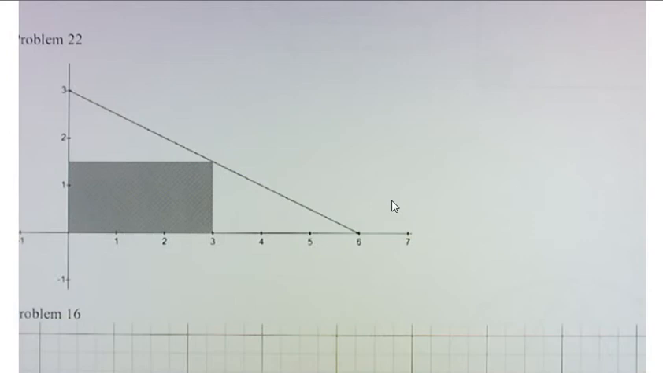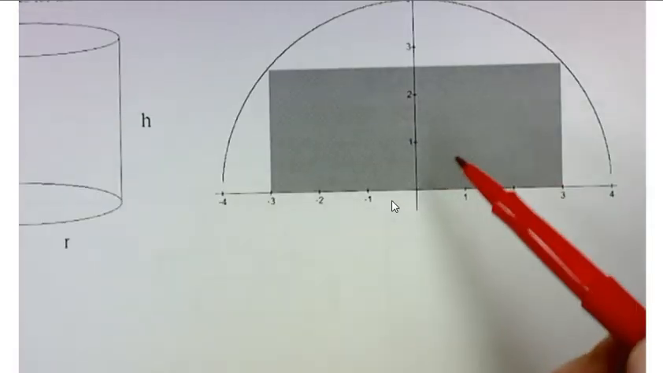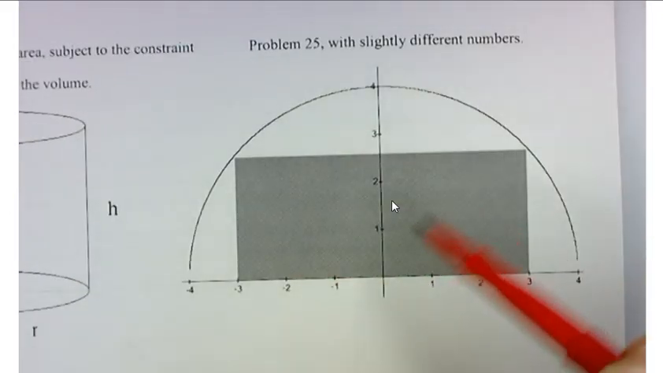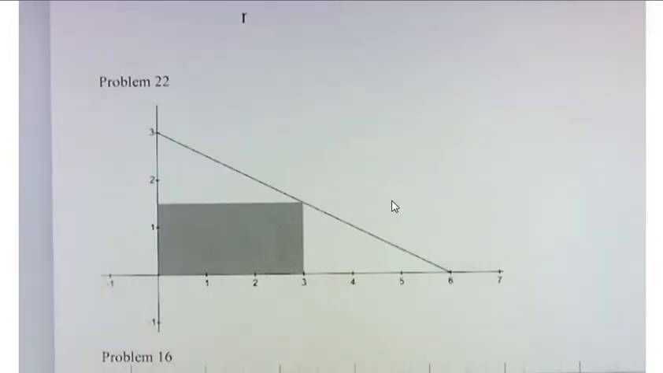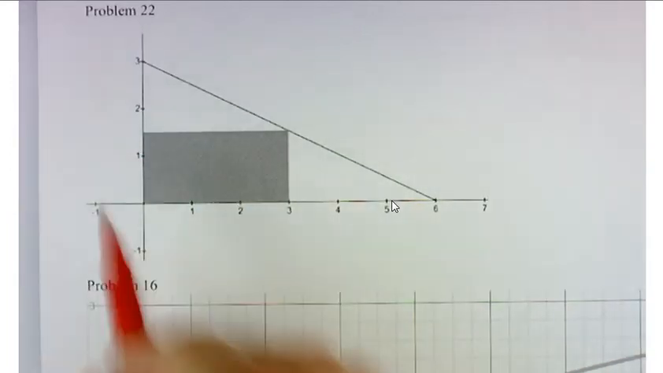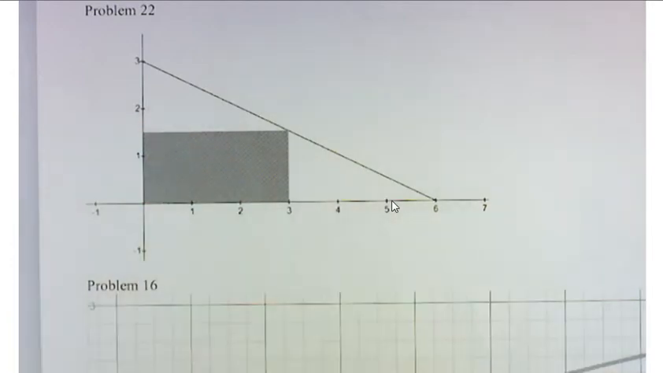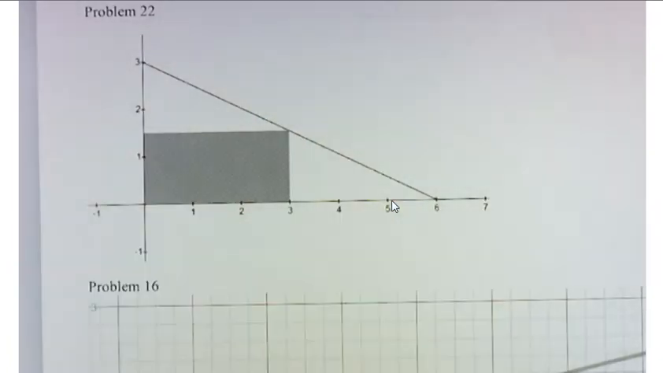Okay, so you've got a similar problem like this. I've drawn one like this on your handout so that you can do problem number 25. I've scaled it a little bit different, but it's the same idea. But kind of a nice warm-up to this one is problem 22. We're going to try and inscribe a rectangle inside of this triangle that fits neatly into the first quadrant. So the question is, what are the dimensions that maximize the area of that rectangle?